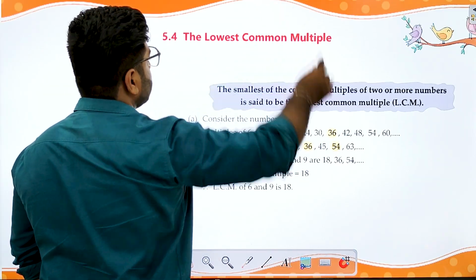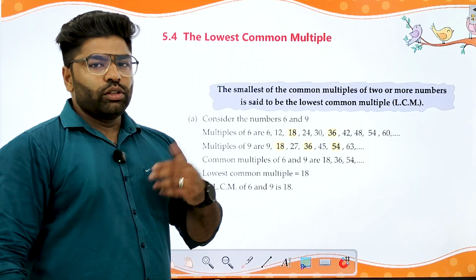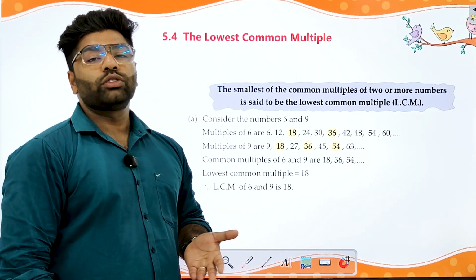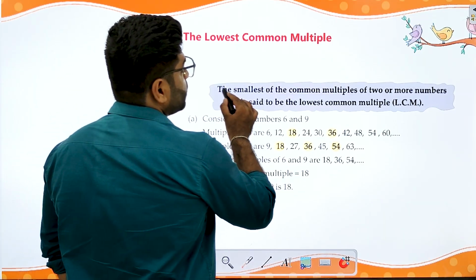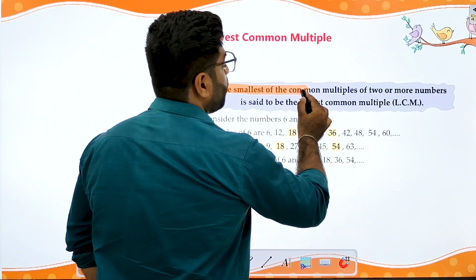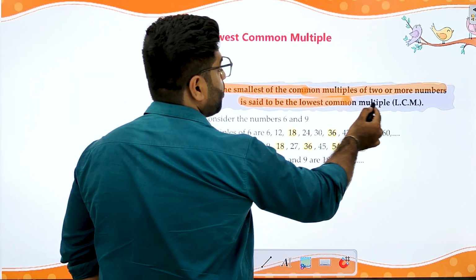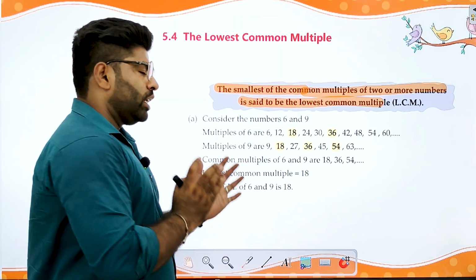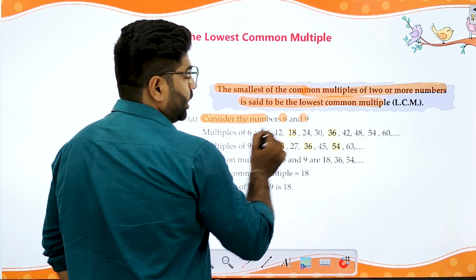Come to our next part, that is lowest common multiple. First we will look at the definition, then we will solve the questions. Here, the smallest of the common multiples of 2 or more numbers is said to be the lowest common multiple. It is LCM. Let's clear it with an example: consider the numbers 6 and 9.